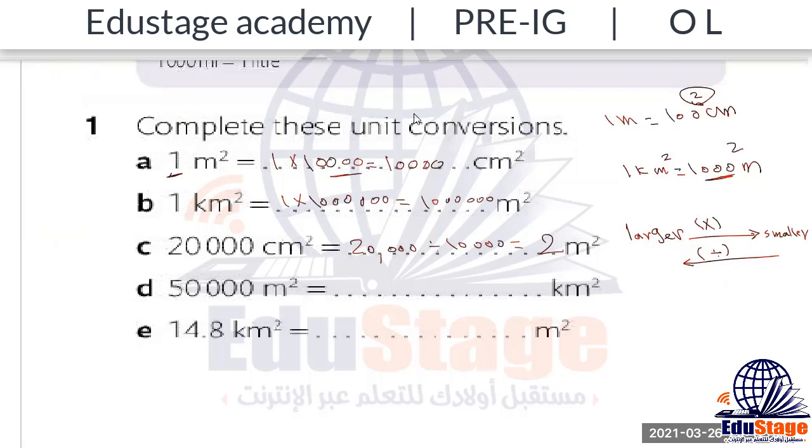In letter D, we also need to divide because square meter is less than square kilometer. So we divide by 1 million. 0.05 square kilometers. Yes, correct. We divide by 1 million. So you have 50,000 divided by 1 million, which means 6 zeros. So you can cross 5 zeros with 5 zeros.